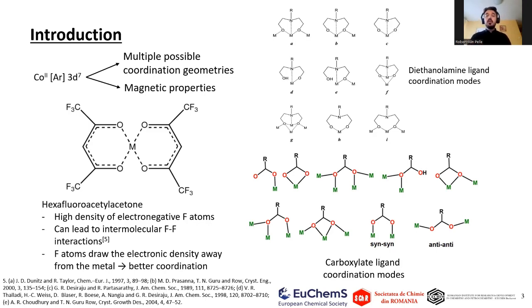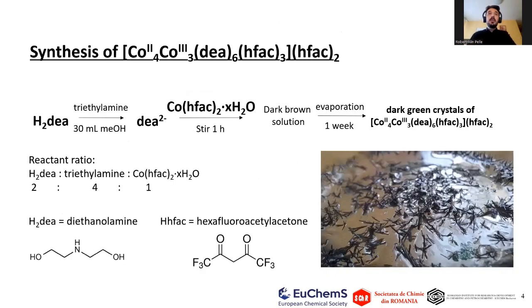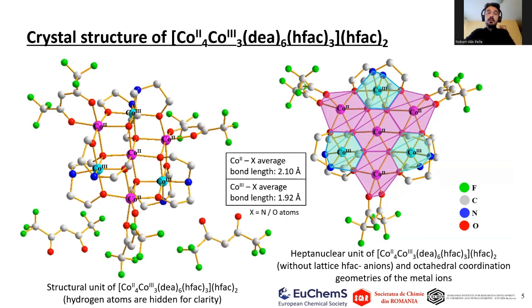Starting from this, after many trials, we obtained 7 new coordination compounds. The first one, here we have the synthesis. We started from the diethanolamine, which was deprotonated by triethylamine. Then we added cobalt hexafluoroacetylacetone salt. I will abbreviate hexafluoroacetylacetone as HFAC, if you don't mind going forward, because it's a very long word. And then we obtained these dark green crystals that you see on the slide after the evaporation of the solvent. We characterized them by single crystal X-ray diffraction.